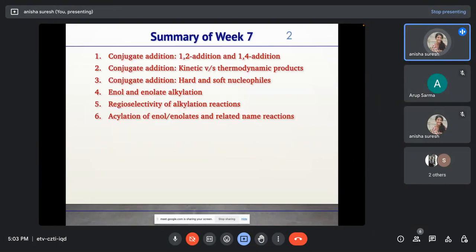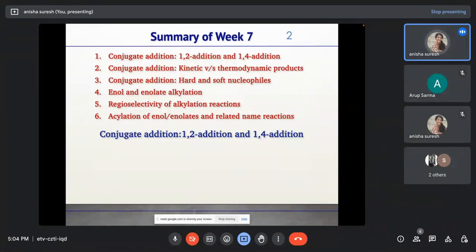So, coming to the summary of week 7. In week 7, the following topics were discussed: conjugate addition, where we discussed 1,2 addition and 1,4 addition, then kinetic versus thermodynamic products. Then, sir discussed hard and soft nucleophiles, followed by enol and enolate alkylation, then regioselectivity of alkylation reactions, followed by acylation of enols and enolates and related name reactions.